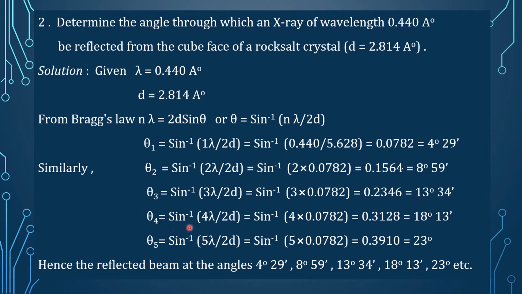Similarly, theta 4 is equal to sin inverse of 4 lambda by 2d, which is equal to sin inverse of 4 into 0.0782, which is equal to 0.3128, which is equal to 18 degree 13 minutes. Theta 5 equal to sin inverse of 5 lambda by 2d, that is sin inverse of 5 into 0.0782, that is 23 degree. Hence the reflected beam is at the angles 4 degree 29 minutes, 8 degree 59 minutes, 13 degree 34 minutes, 18 degree 13 minutes and 23 degree etc. So similarly we can find for theta 6, theta 7 etc.